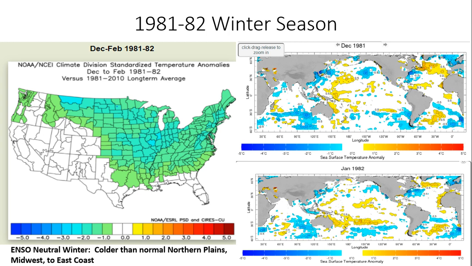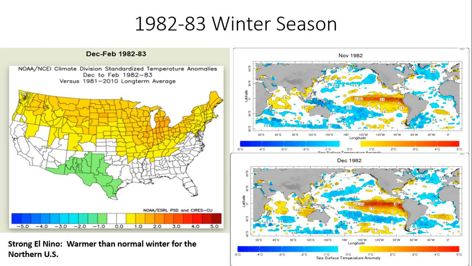And let's go ahead and take a look at this winter now. So during this particular winter, 81-82, we had a neutral ENSO. We had colder than normal in the northern plains. And then we had also colder than normal conditions for the Midwest to the East Coast. So overall, El Nino neutral winter. If we look at the anomalies there in December 81 on the right, January 82 for the water temperatures, generally not too far removed from normal. There was a little bit of a cool pool of water there in the northeastern Pacific in December 81.